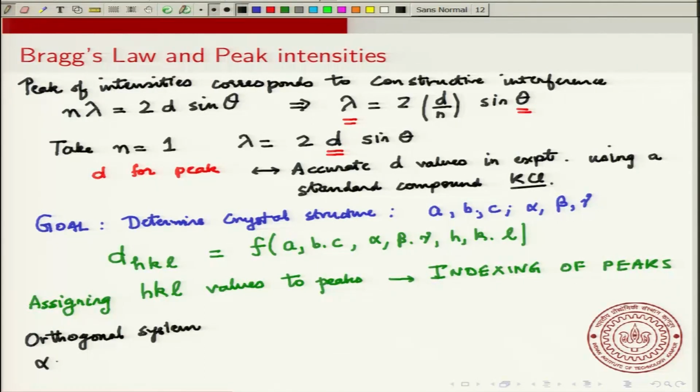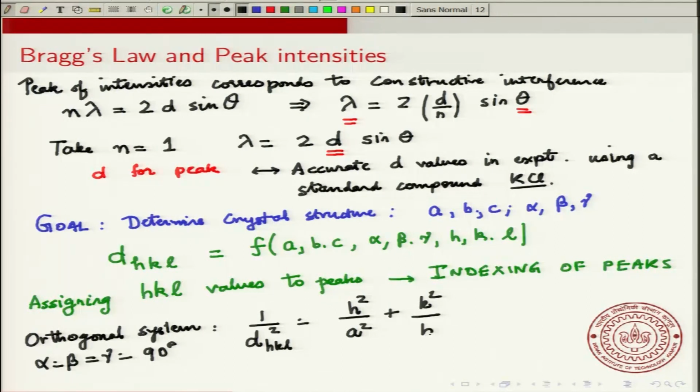And that means alpha equal to beta equal to gamma equal to 90 degrees. Then you have 1 over d_hkl squared is equal to h squared over a squared plus k squared over b squared plus l squared over c squared, and now you have to determine a, b and c, and by looking at all the peaks, you can imagine that you could be able to do this.